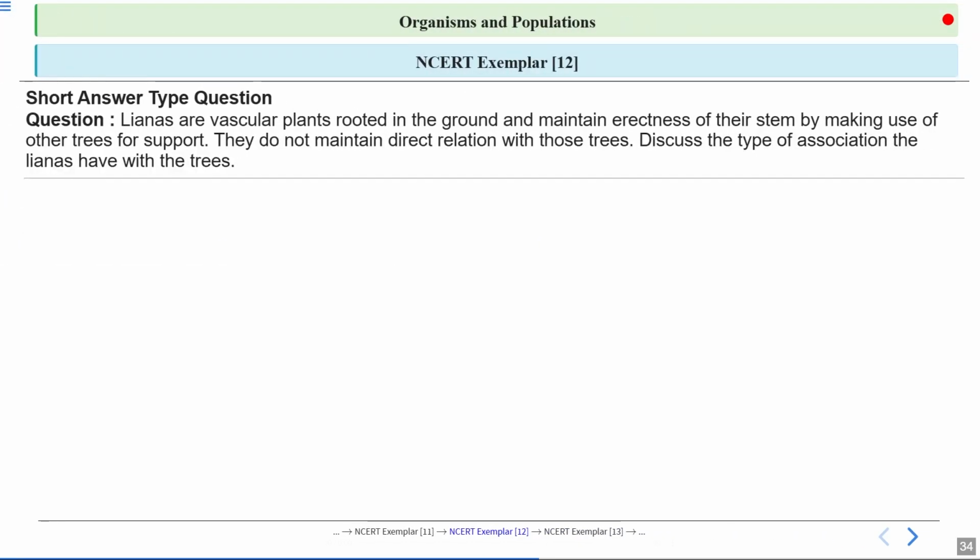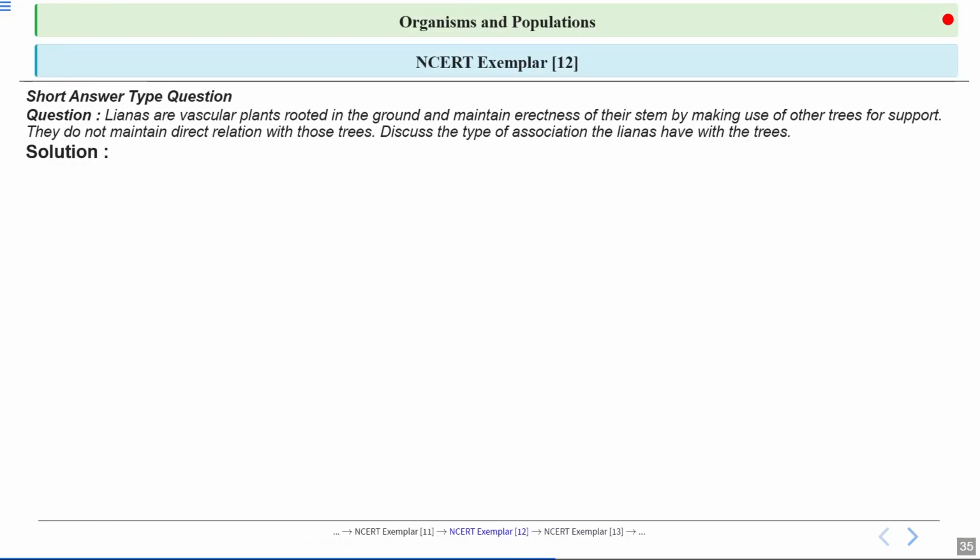Next question. Lianas are vascular plants rooted in the ground and maintain erectness of their stem by making use of other trees for support. They do not maintain a direct relationship with those trees. You have to discuss the type of association the lianas have with the trees. Let's have a look at the answer. Okay, so lianas and trees have a relationship called commensalism.